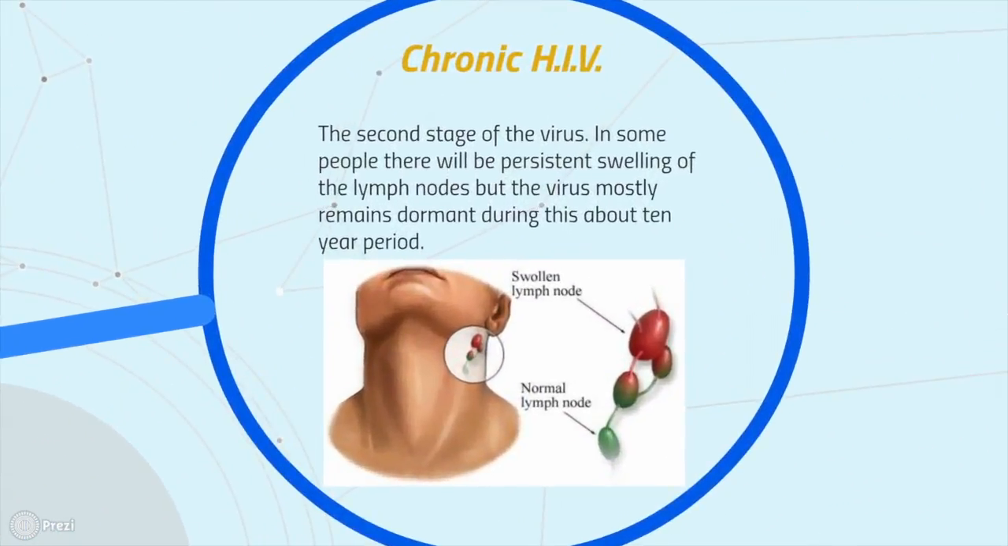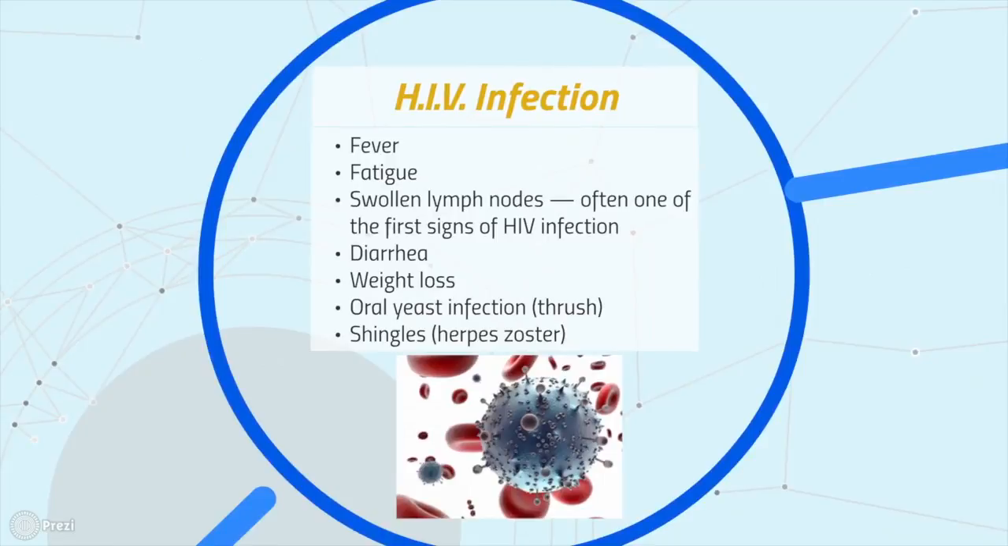Chronic HIV, the second stage of the virus. In some people, there will be persistent swelling of the lymph nodes, but the virus mostly remains dormant during this about 10-year period. The symptoms for this are as follows: fever, fatigue, swollen lymph nodes, often one of the first signs of HIV infection, diarrhea, weight loss, oral yeast infection, and shingles.